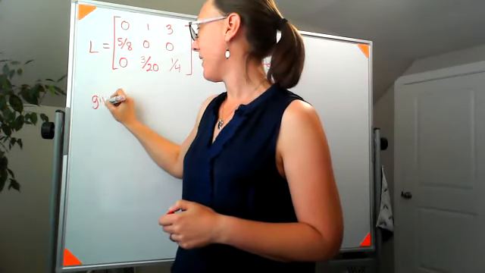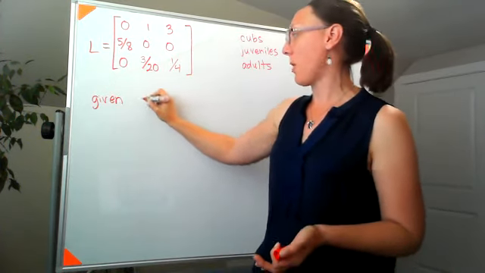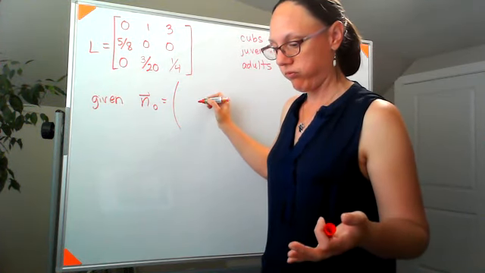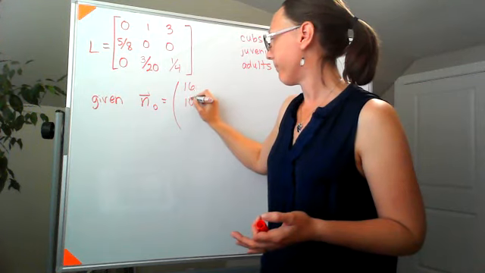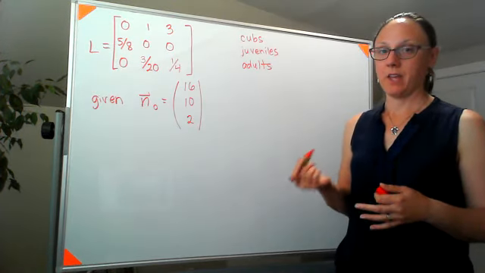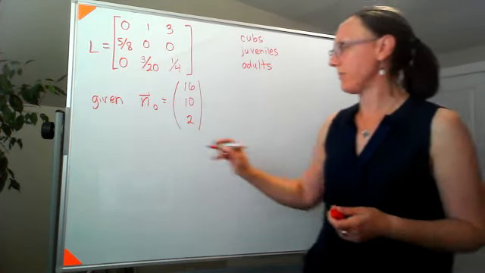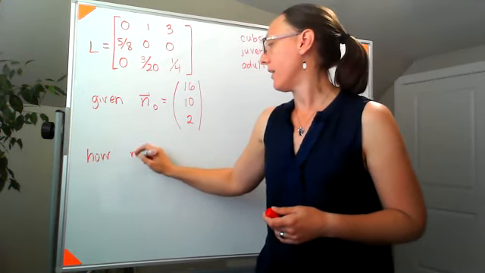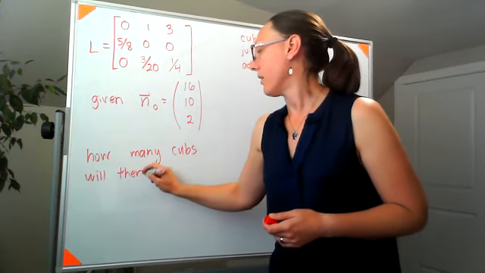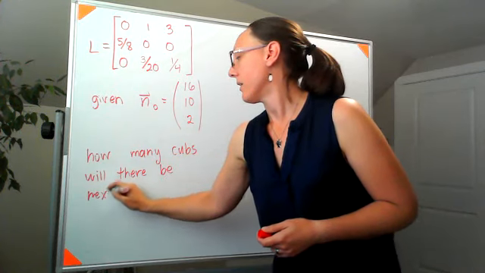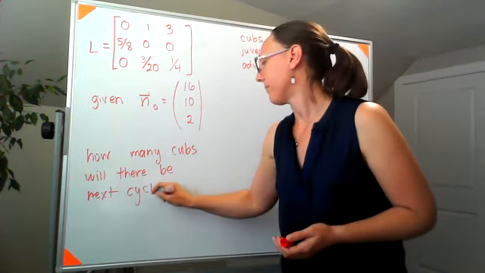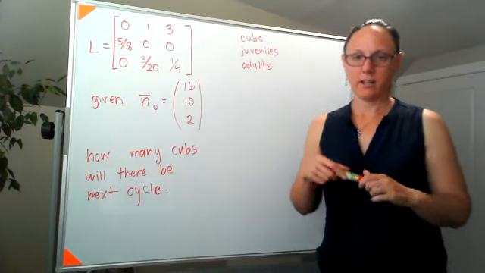So let's talk about some things that we might be asked to do here. So let's say that I gave an initial population distribution, and I asked you to figure out how many cubs there will be next cycle.